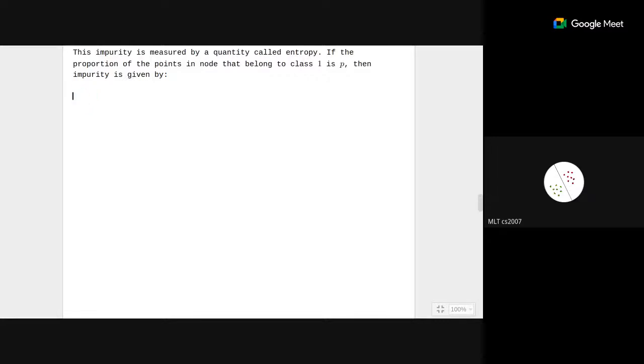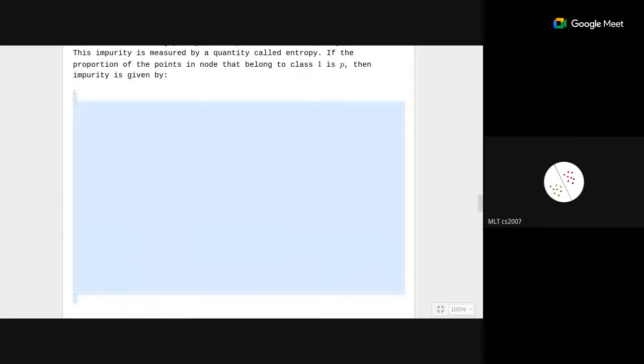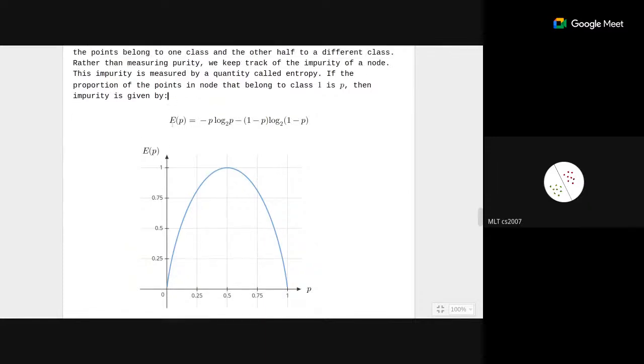So one measure of this impurity is entropy, right? We don't measure purity, we measure impurity, because that's what we want to minimize in some sense. And entropy is the measure of this. So remember this graph, that's always going to be useful.